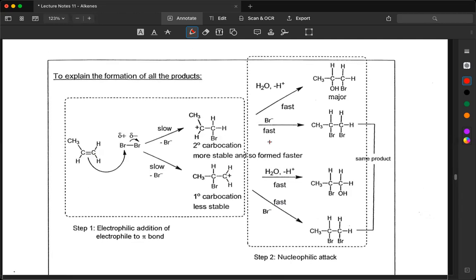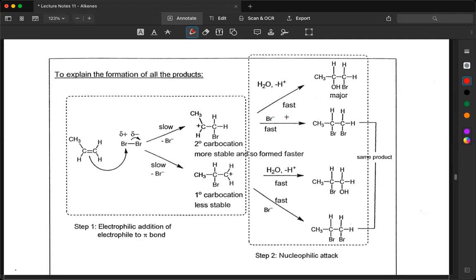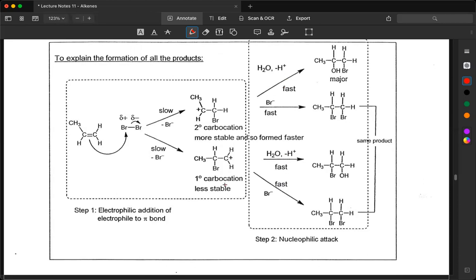And then in the second step, the nucleophilic attack will actually involve mostly the OH minus. So the OH minus will attack the carbon cation, but sometimes the Br minus will also form. For the less stable primary carbon cation, you have OH here, and these two are the same product.